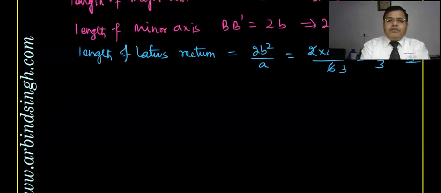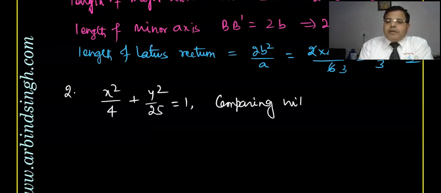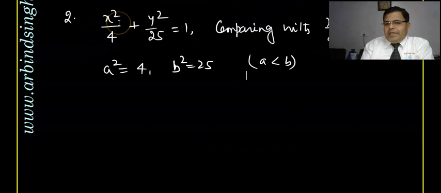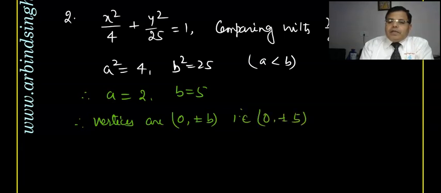Now let us try to solve some more questions. So question number 2 is there, and that is given x square by 4 plus y square by 25 is equal to 1. Comparing with x square by a square plus y square by b square is equal to 1, here a square is 4 and b square is 25. So clearly a is less than b. So here vertices lie on y axis, and therefore a is equal to 2 and b is equal to 5. So vertices are 0 comma plus minus b, that is 0 comma plus minus 5.